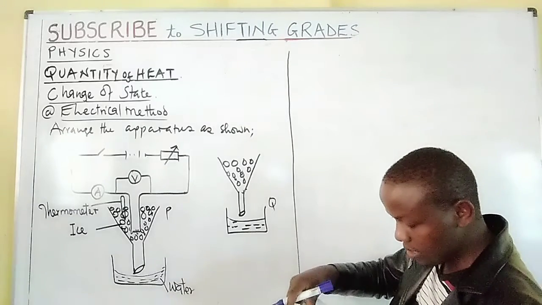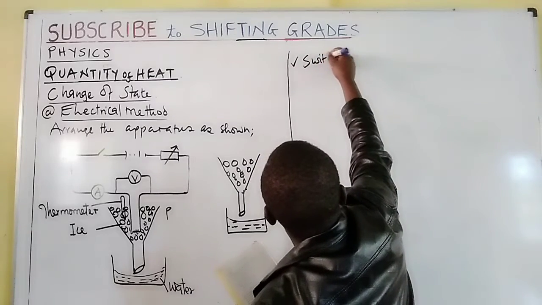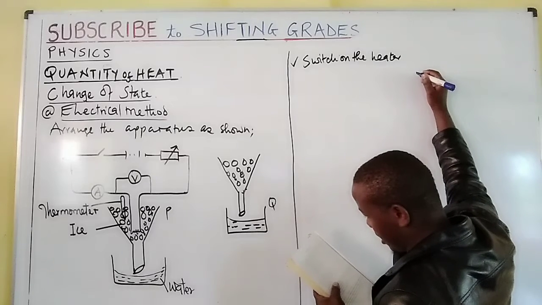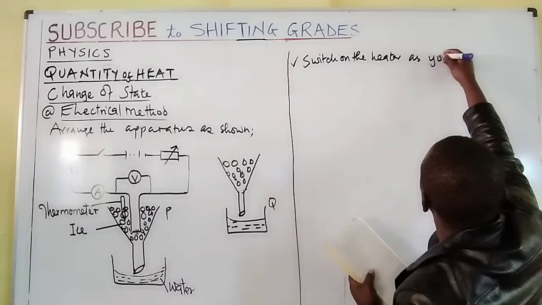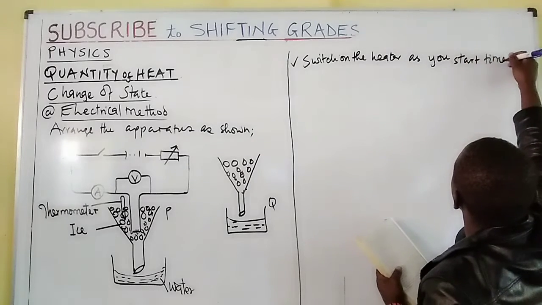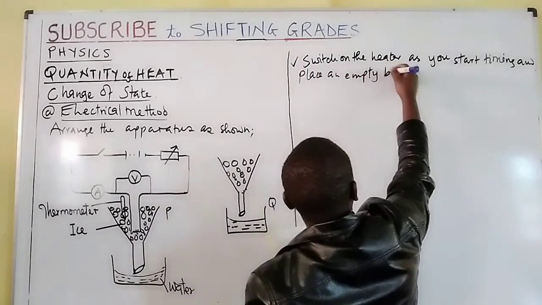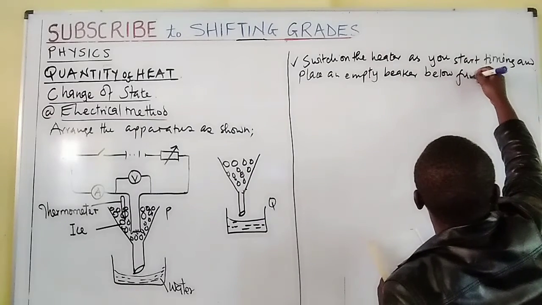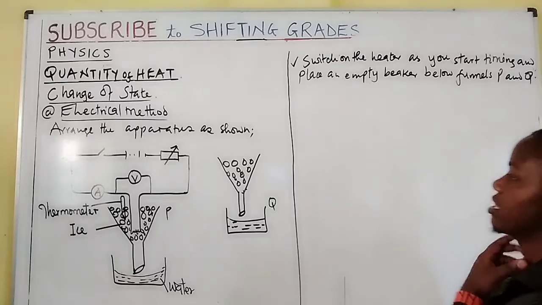Therefore, what happens here? Switch on the heater as you start timing, and place an empty beaker below funnels P and Q. So in each case, have a beaker below them to collect the melted ice into water.